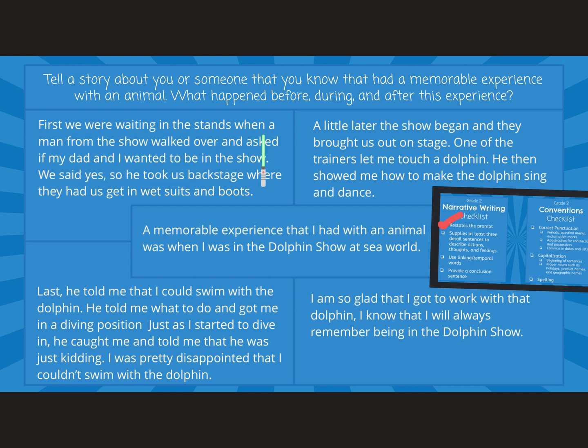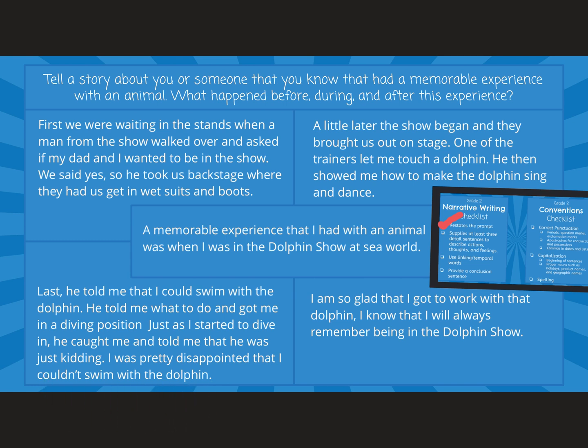First, we were waiting in the stands when a man from the show walked over and asked if my dad and I wanted to be in the show. We said yes, so he took us backstage where they had us get in wetsuits and boots. I lied. That one had 2 sentences. A little later, the show began, and they brought us out on stage. One of the trainers let me touch a dolphin. He then showed me how to make the dolphin sing and dance. Last, he told me that I could swim with the dolphin. He told me what to do and got me in a diving position. Just as I started to dive in, he caught me and told me that he was just kidding. I was pretty disappointed that I couldn't swim with the dolphin.